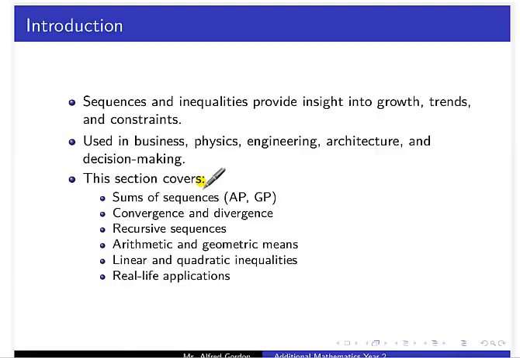This section covers sums of sequences, that is AP, arithmetic progression, and GP, geometric progression. It also covers convergence and divergence, recursive sequences, arithmetic and geometric means, linear and quadratic inequalities, as well as real-life applications.